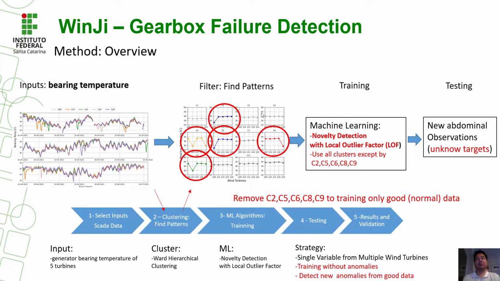And I use the clusters that have good data to train my second algorithm, the local outlier factor. That's the training for the normal conditions. So any new data you input in this local outlier factor that is not equal to the cluster that I consider normal, the algorithm will show me the problem. So that's the way I use to find what we don't know, the unknown targets.